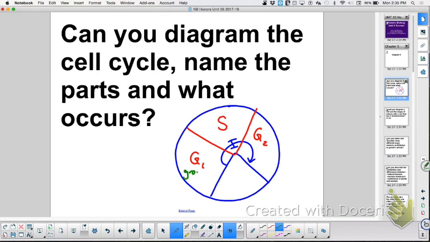Grow. Okay, and organelles? Organelles increase. Good. What happens during S? Yes, so here's your original DNA, right? It separates, and you end up having 2 strands of DNA. And then what happens during G2? Proteins. Okay, good. And that's all interphase.